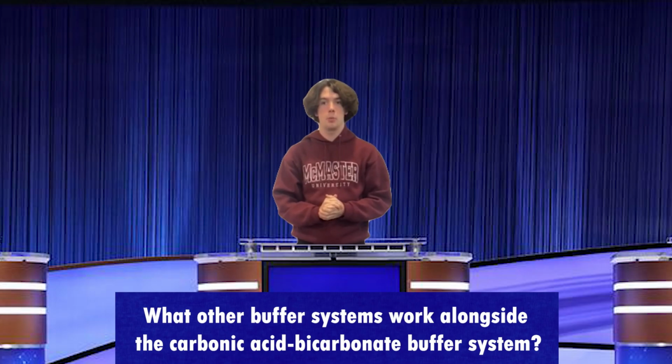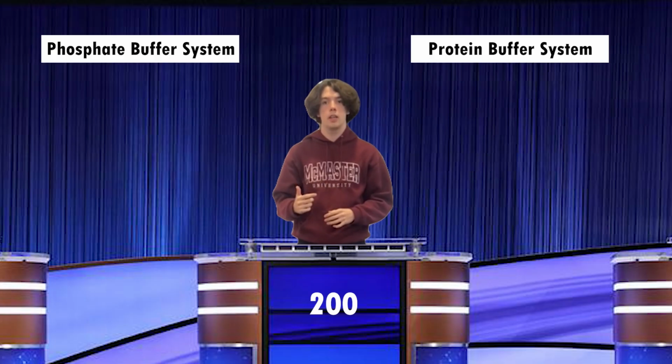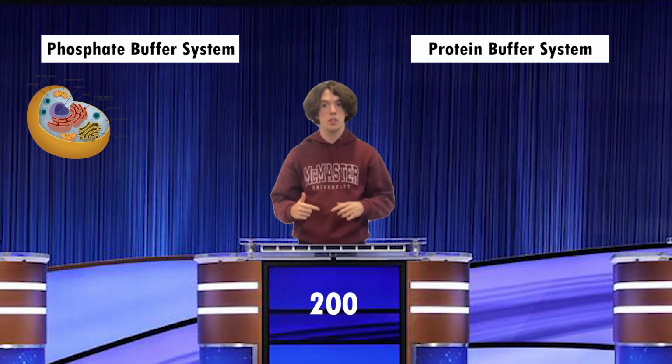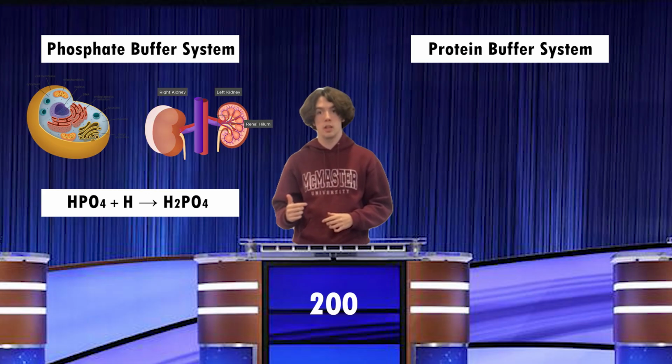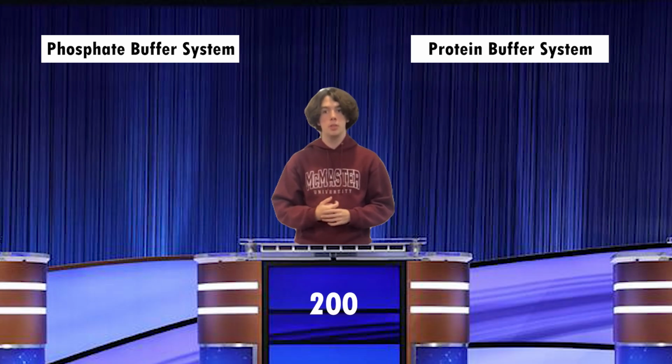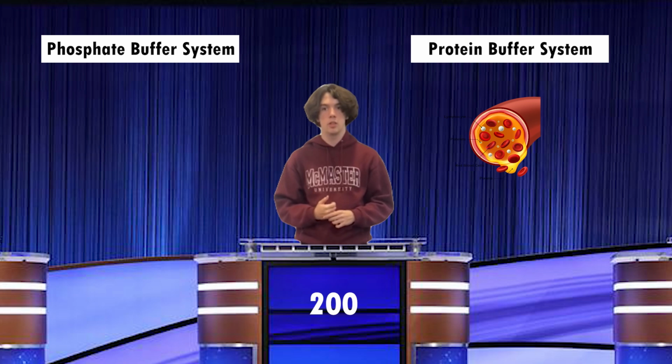Other buffer systems that work alongside the carbonic acid bicarbonate buffer system include the phosphate and protein buffer systems. The phosphate buffer system mainly functions inside the cells and in the kidneys, where hydrogen phosphate ions bind to excess H+ ions to form dihydrogen phosphate, helping stabilize pH. The protein buffer system operates primarily in the bloodstream, where proteins such as hemoglobin can donate or accept H+ ions, resisting changes in blood pH.